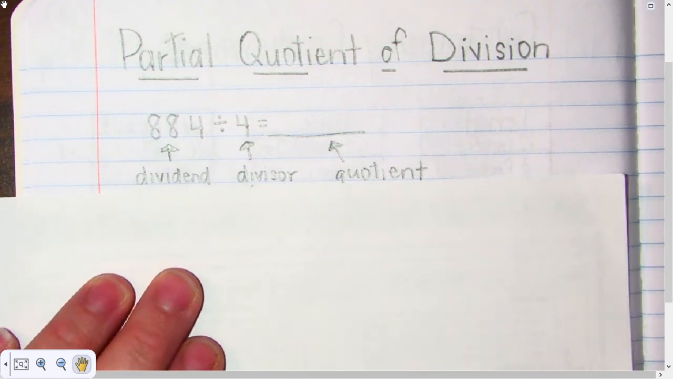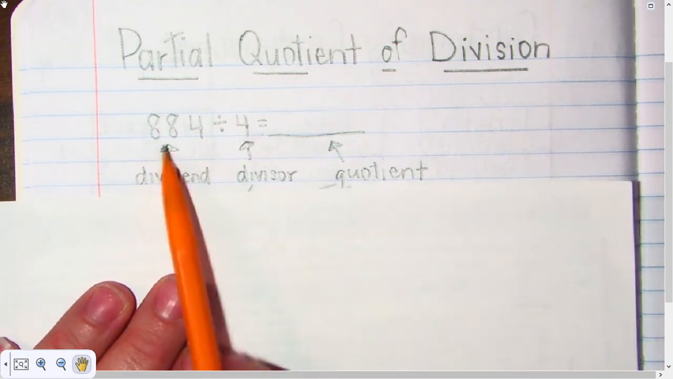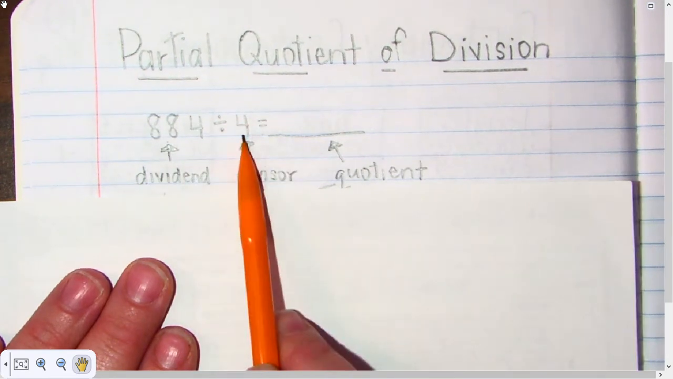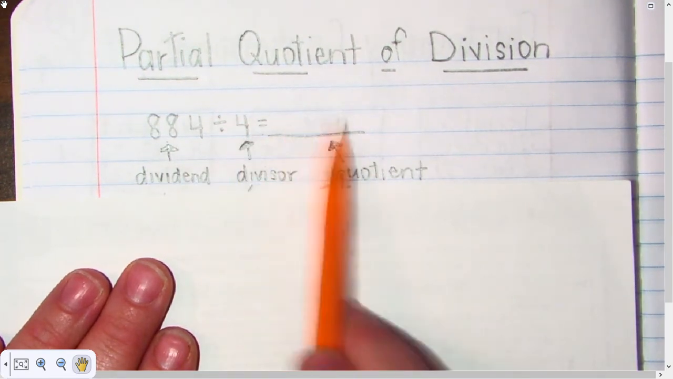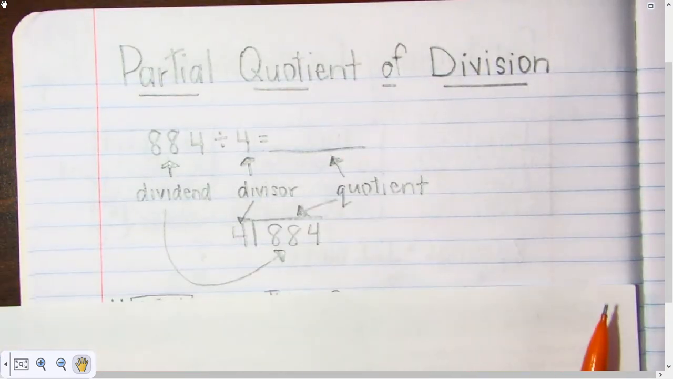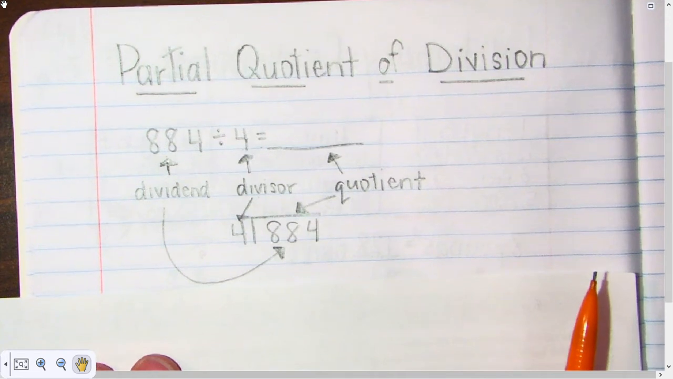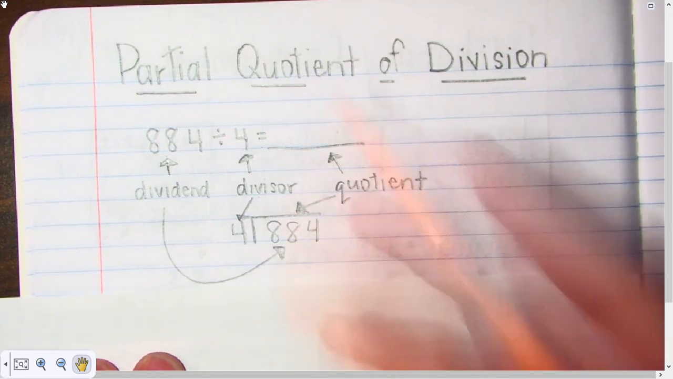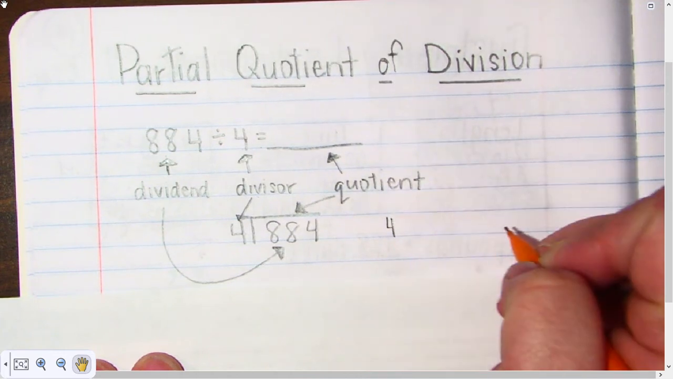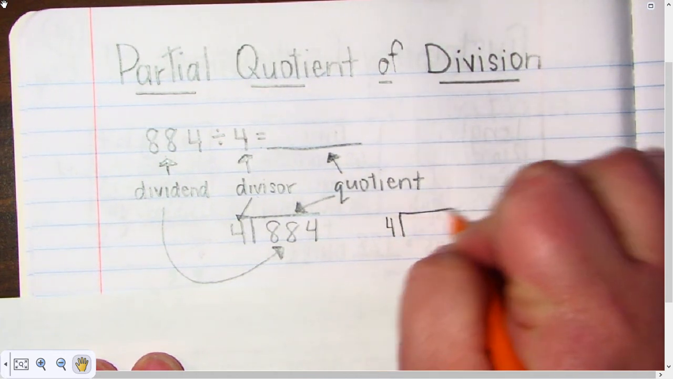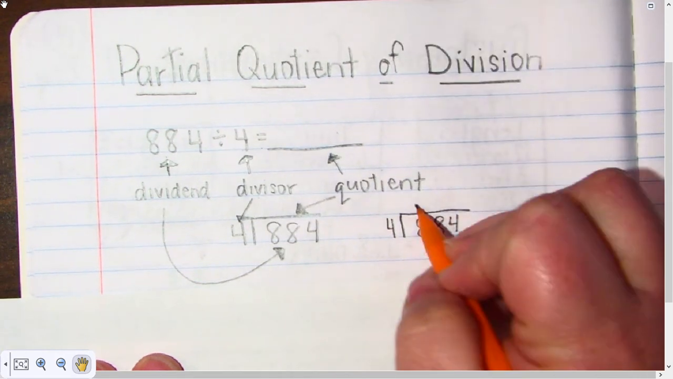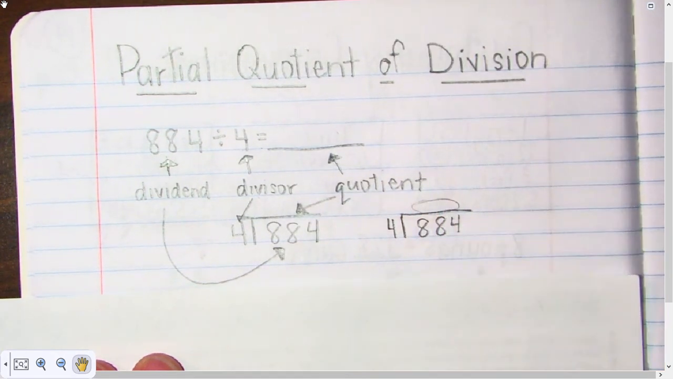So there are 3 parts. You have the dividend, which is the number being divided, the divisor, which is what we're dividing by, and then our answer in a division problem is called the quotient. When you set up your problem and you're ready to divide, it's going to look like this, where you have your divisor on the outside, your dividend goes on the inside, and then our quotient, once we get our answer, would go up here on top.